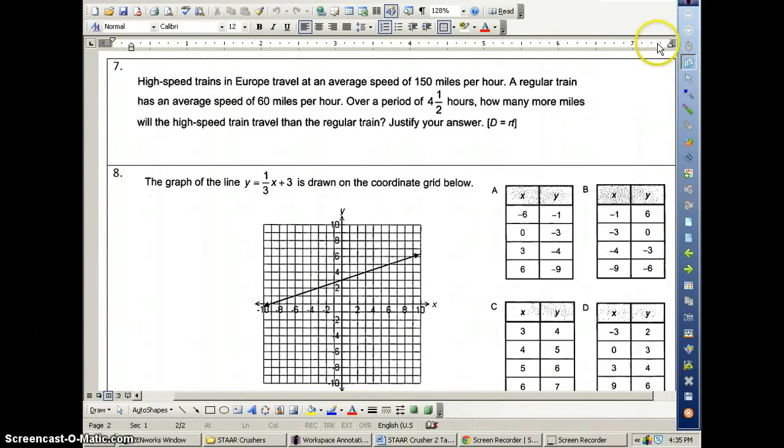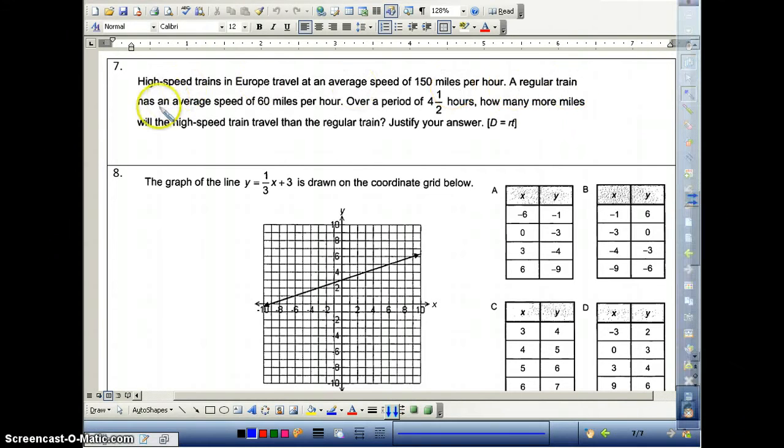A high-speed train in Europe travels at an average speed of 150 miles per hour. A regular train has an average speed of 60 miles per hour. Over a period of 4.5 hours, how many more miles will the high-speed train travel than the regular train? Did you all know that distance equals rate times time? This is a rate and here's your time.